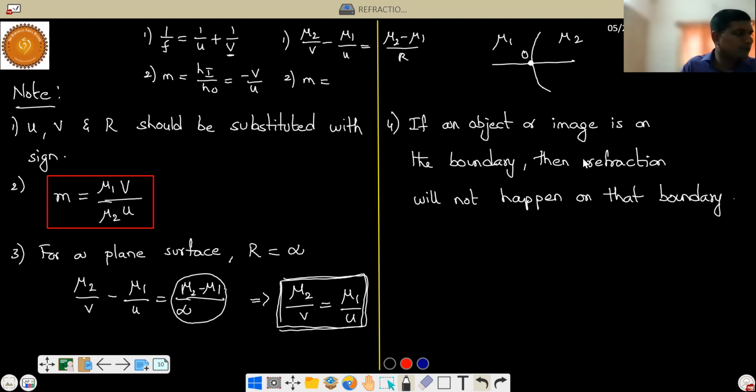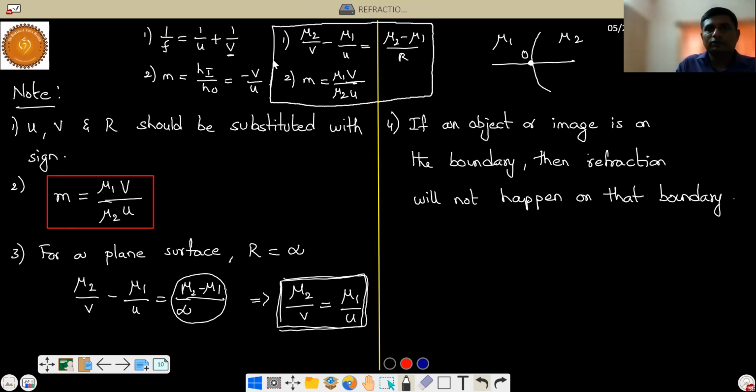Okay, this is also a very important point which we'll use in solving problems. Okay, so I hope you understood this one. So basically these two things are there. In this chapter, we are going to study this one, V by U into mu1 by mu2. In this chapter, we are going to use these two only, that's all.